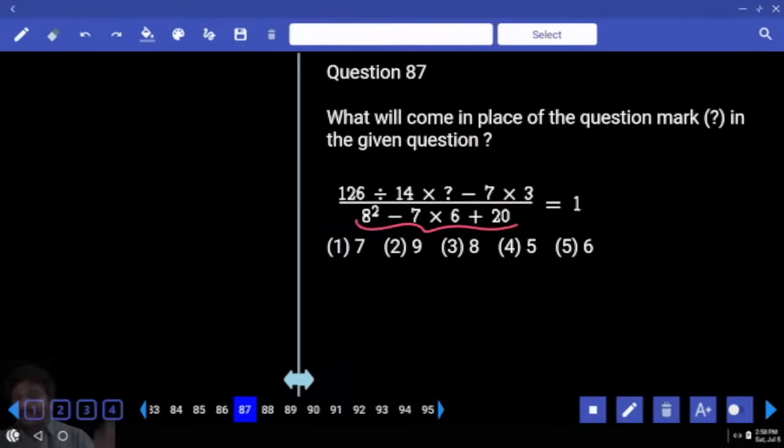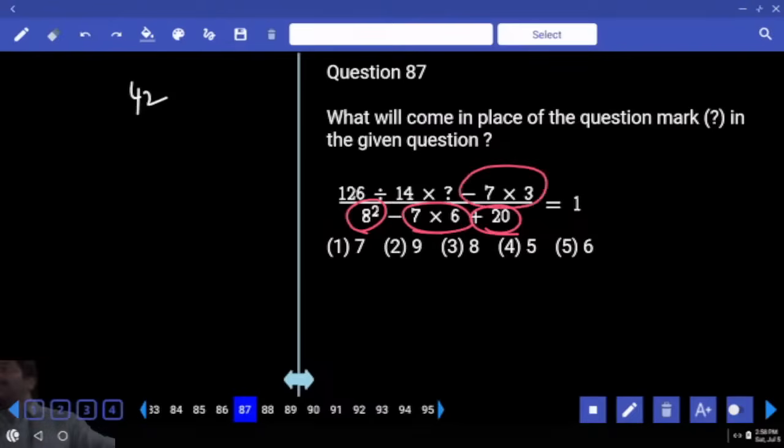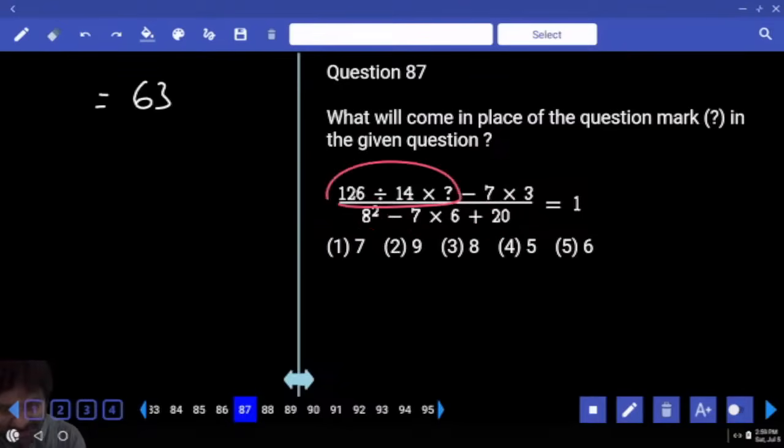This entire denominator goes to the right hand side and becomes multiplication. 8 square plus 20. 7 into 6. Earlier we have 84 minus 42. 42 goes to the other side, 1 into 42. Minus 7 into 3 goes to the other side. Plus 21. 42, 21. Then this value is equal to 63.